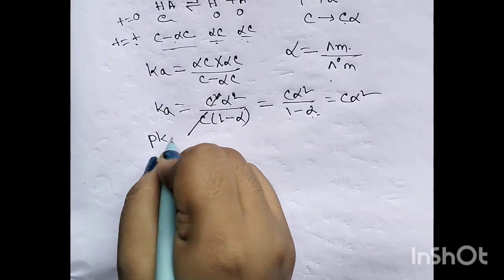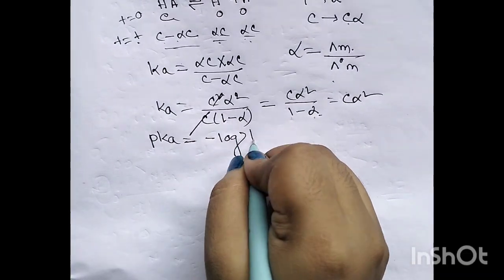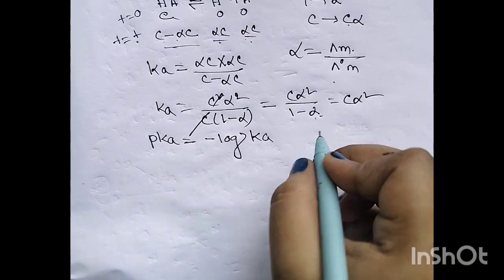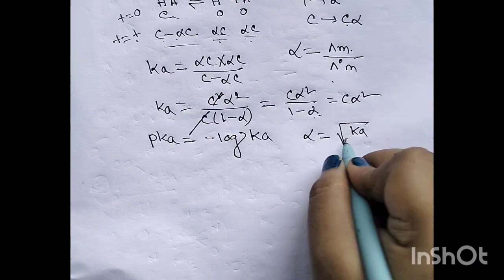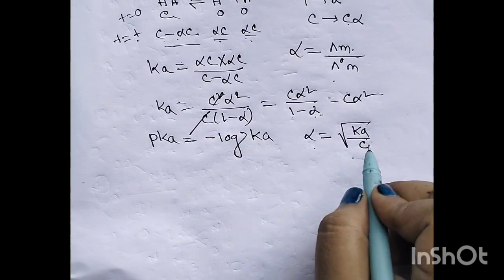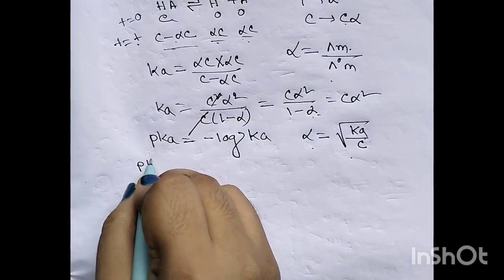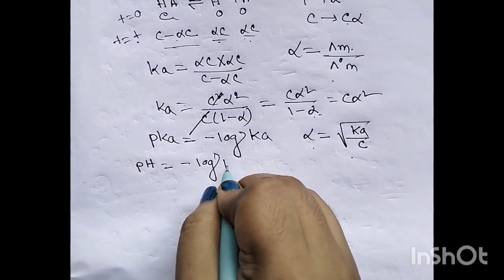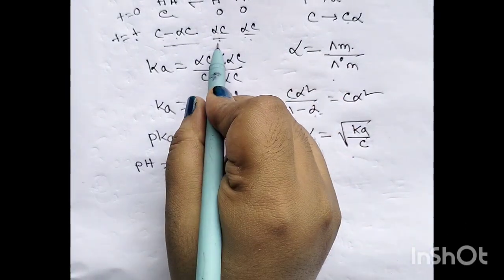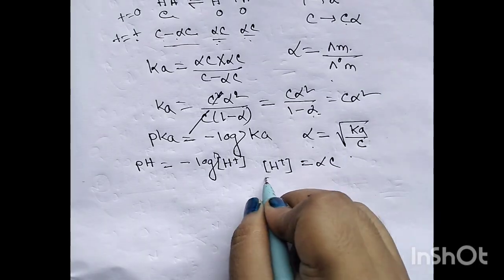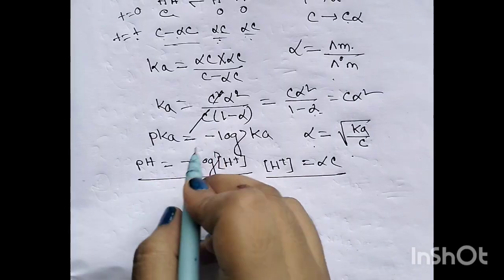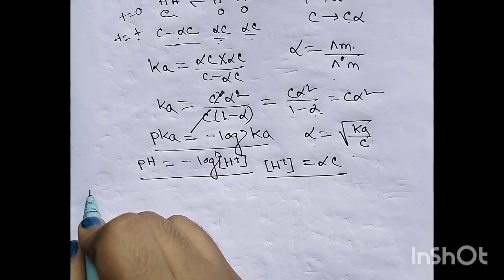Okay, now pKa equals minus log of Ka. यहाँ से हम pKa वैल्यू कैलकुलेट कर लेंगे. ठीक है. Now what is alpha? Alpha equals root over Ka by C. Ka by C, alpha का वैल्यू इधर से कैलकुलेट कर लेंगे. अगर हम लोग को pH पूछा है, सो pH equals minus log of H+. H+ का कॉन्सेंट्रेशन क्या है, देखो इधर alpha C. H+ equals alpha C. इधर से हम लोग pH भी कैलकुलेट कर लेंगे. ठीक है. और Ka की वैल्यू पता है, सो pKa का वैल्यू भी हम लोग कैलकुलेट कर लेंगे.